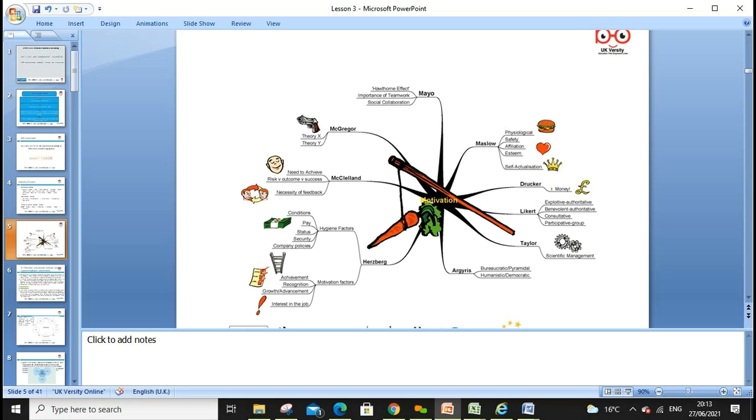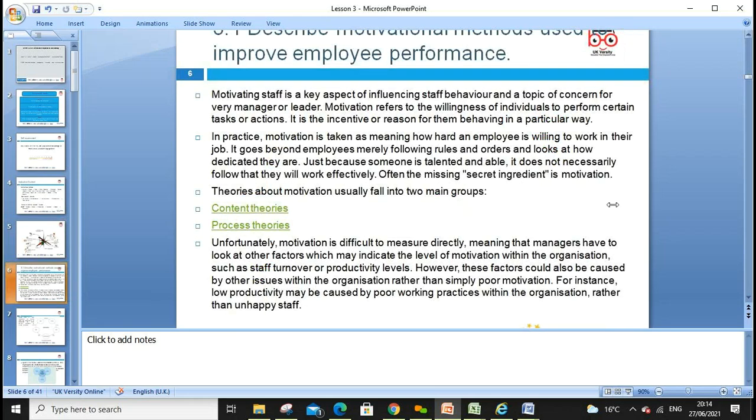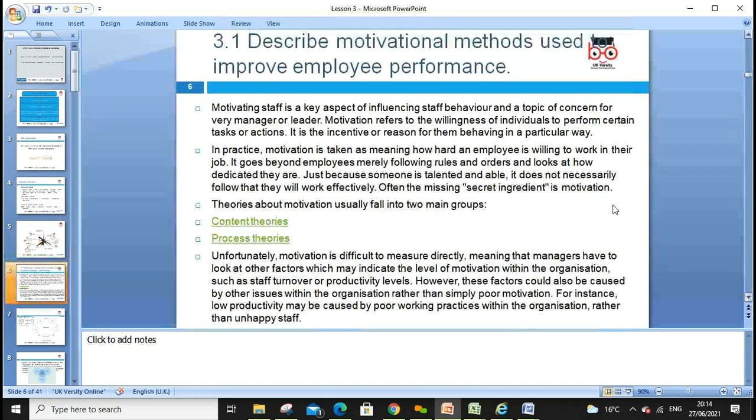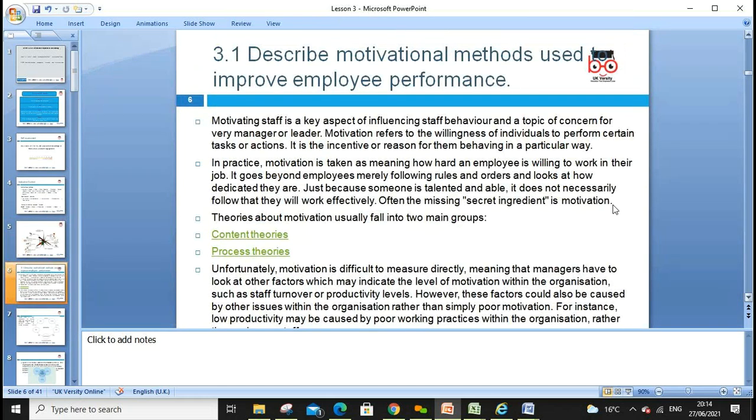Then Peter Drucker said that the failure or success of anything is a success of the manager, and the failure of anyone is a failure of the manager. So a manager can sometimes be authoritative, consultative, and participative. Then again, there is more about the bureaucratic pyramids and humanist approaches. So these are all the motivational theories which we can explore and go through in more detail.